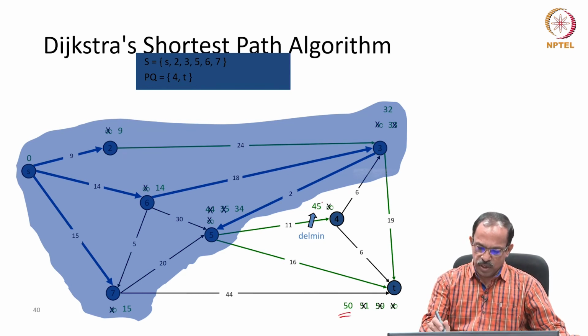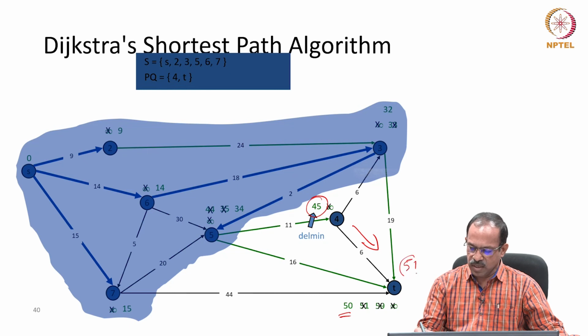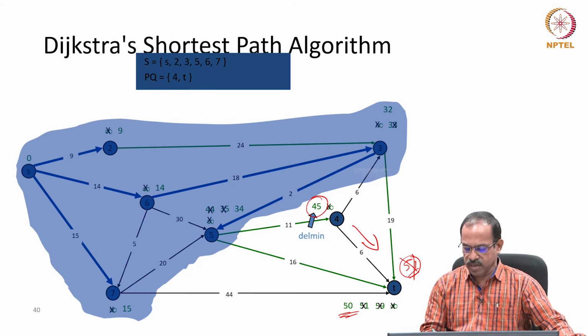And out of this, 45 is the minimum. So, no more further nodes are there. So, 45 is the minimum. So, we expand this further and then find out what is the cost of traveling from 4 to T. You will see that it is 45 plus 6, it is 51. So, we do not consider that because 50 is already there. So, 51 is more than that. Therefore, we do not consider that update, we just leave it as 50 only.